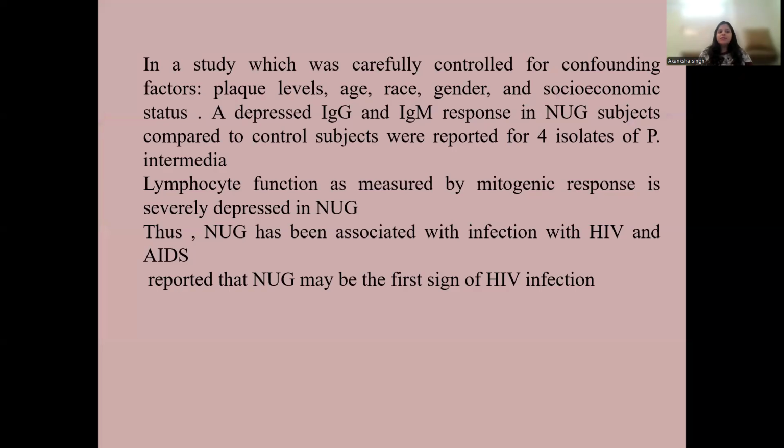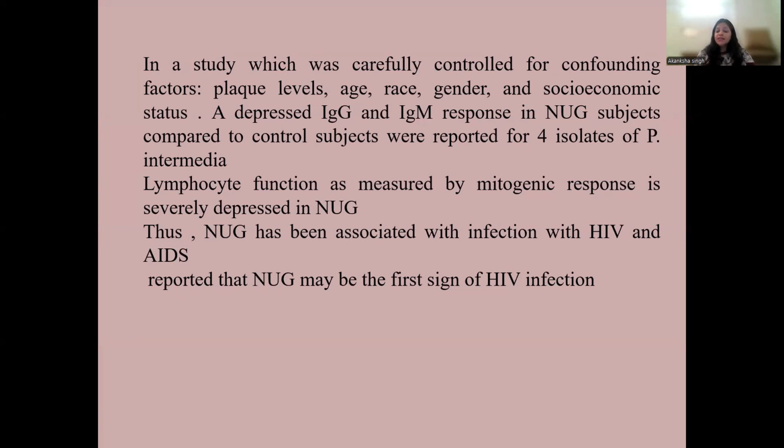Next, in a study which was carefully controlled for confounding factors such as plaque level, age, race, gender, and socioeconomic status, a depressed immunoglobulin G and M response in NUG subjects compared to control subjects was reported for 4 isolates of P. intermedia. So earlier, what we were discussing, this is the study which just confirms the above statement.